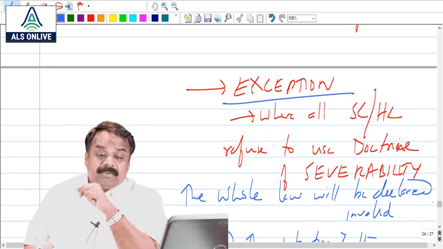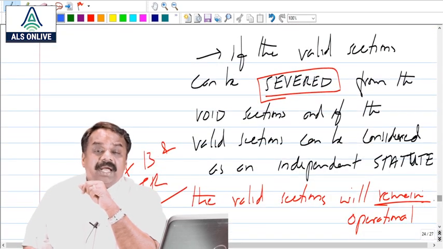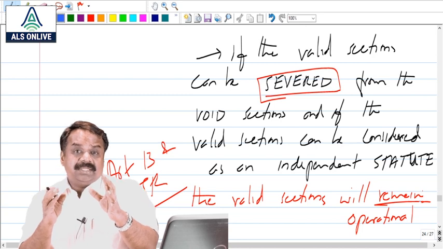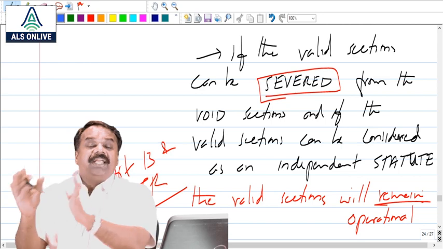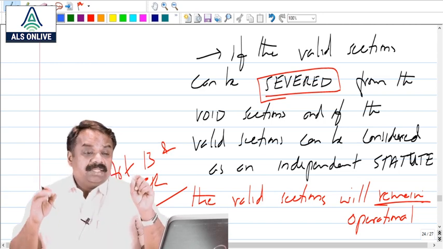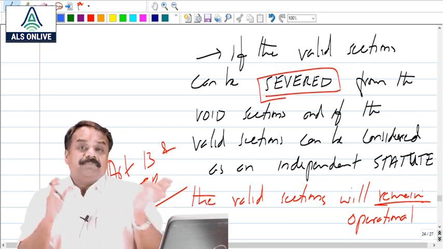if it violates the fundamental rights, that much portion which is violating should be declared invalid. Now, the doctrine of severability is the process in which the Supreme Court separates the valid and invalid portions. If the valid portion can be severed and taken separately from the invalid portions, and if the valid sections can be considered as an independent statute, then the valid sections will remain operational and the invalid sections will be omitted. This process is known as the doctrine of severability.